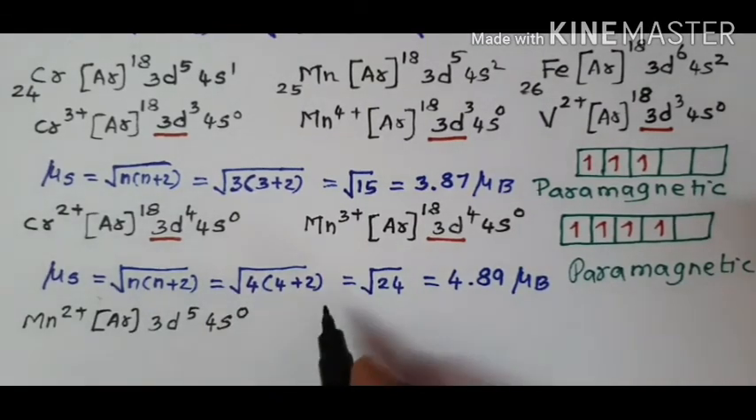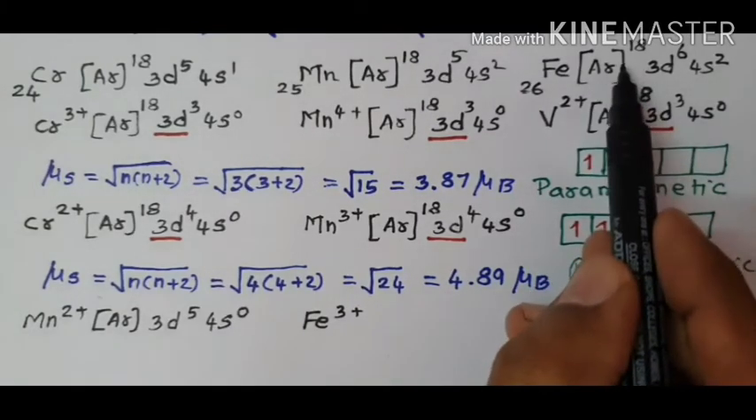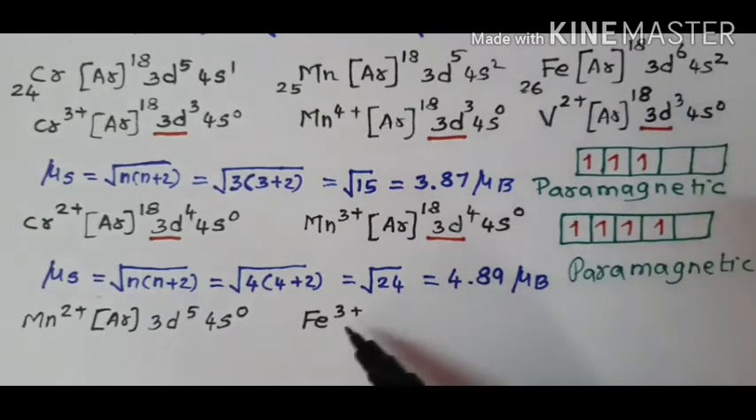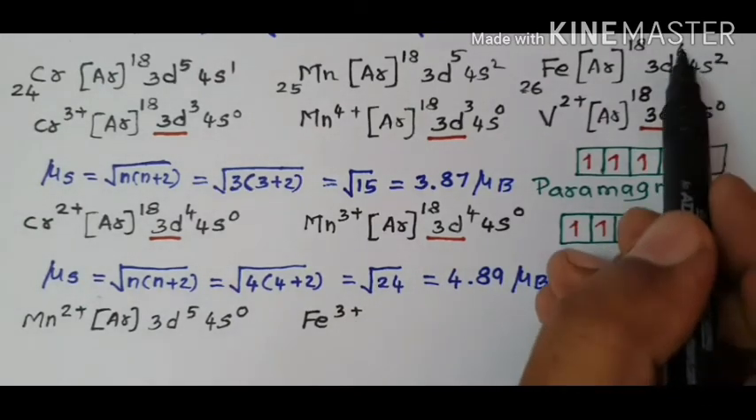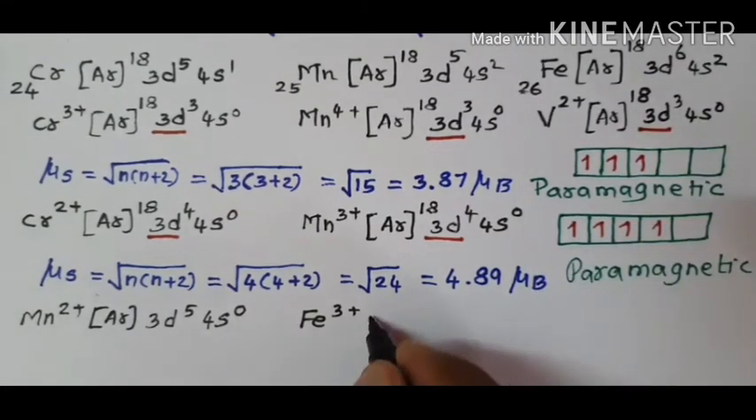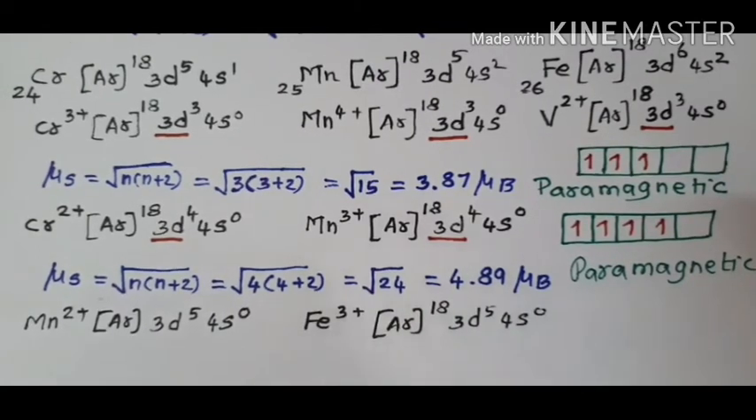Come to one more ion, the Fe3 plus ion, the ferric ion. The electronic configuration of iron is 3d6 4s2. 3 plus means loss of 3 electrons, 2 from the s orbital and 1 from the d orbital. So, argon 18 3d5 4s0. In both ions, how many electrons do we have in 3d?